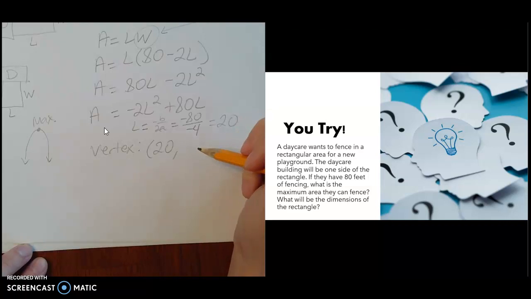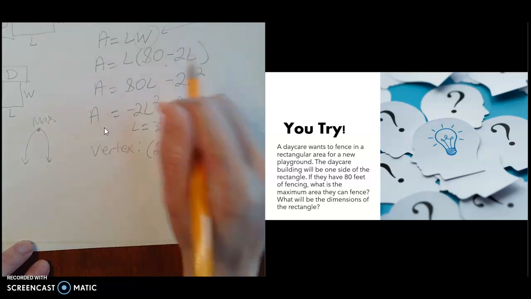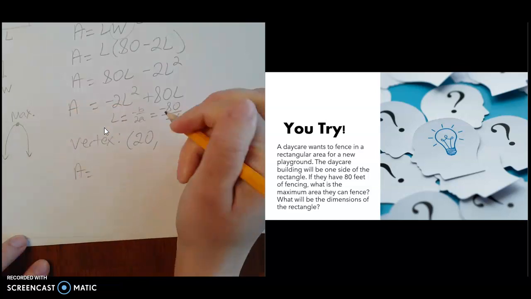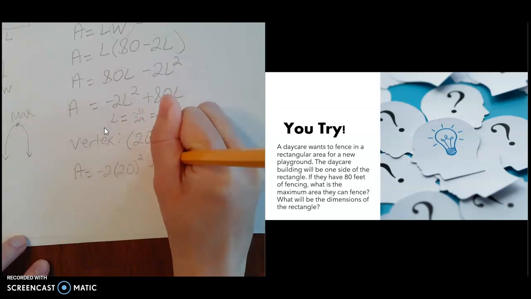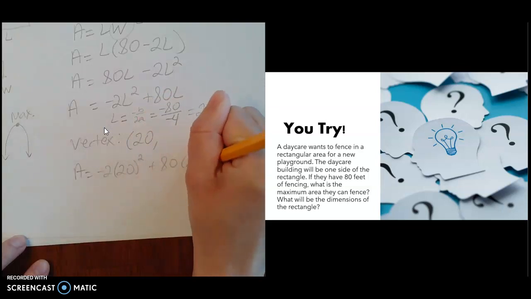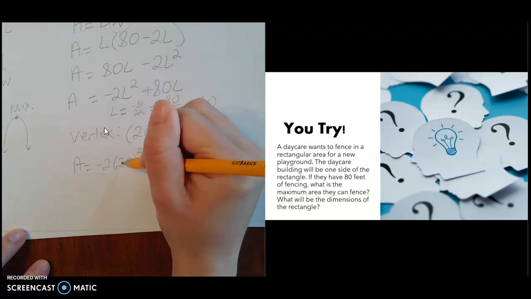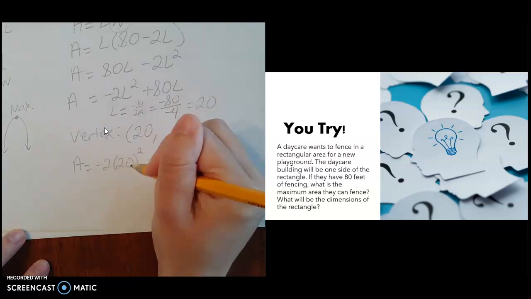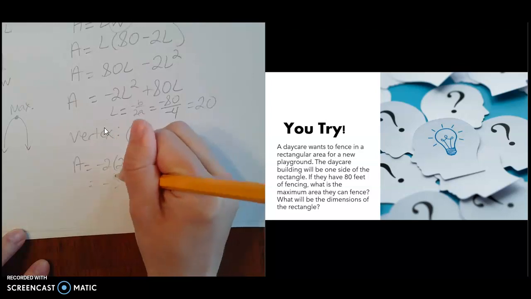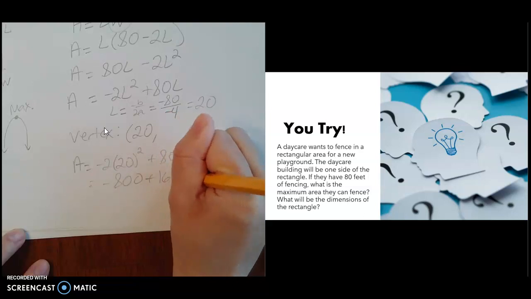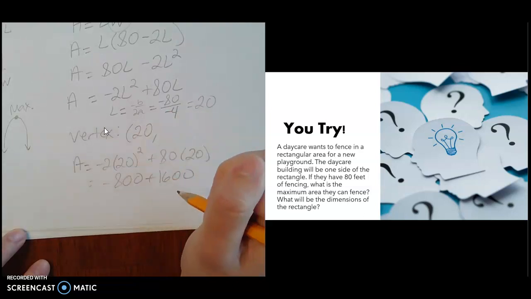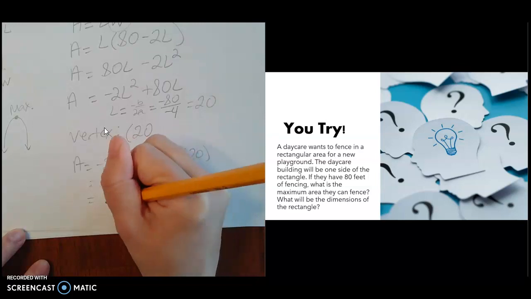Let's see, it asks for the maximum area, doesn't it? So you have a couple options. One option is that we can substitute that 20 back into our area formula here and do negative 2 times L squared, that's 20 squared, plus 80 times L, which is 80 times 20. We can do it that way. 20 squared is 400. 400 times negative 2 is negative 800. Let's see, 80 times 20 is 1600. And negative 800 plus 1600 is positive 800.